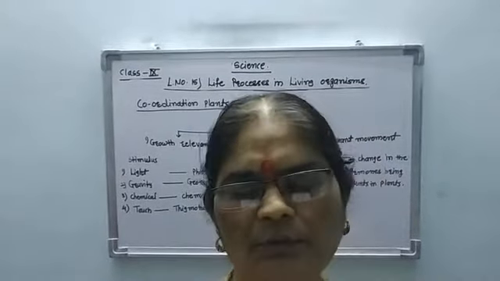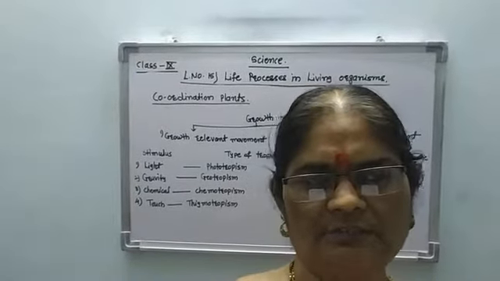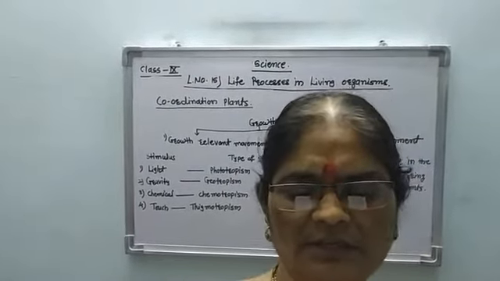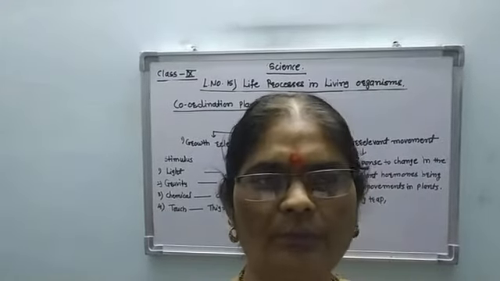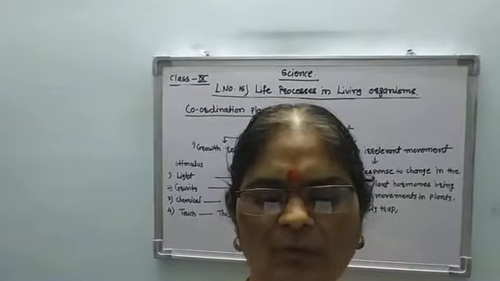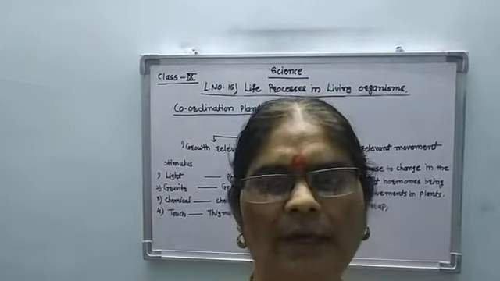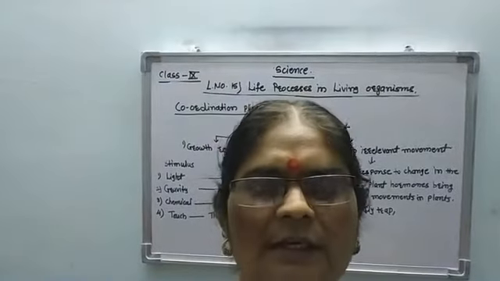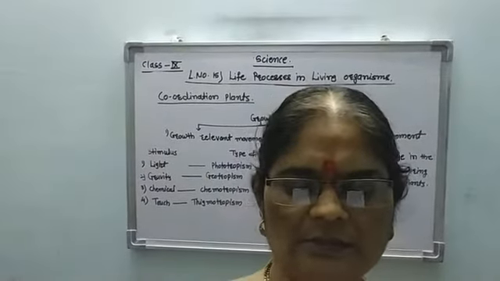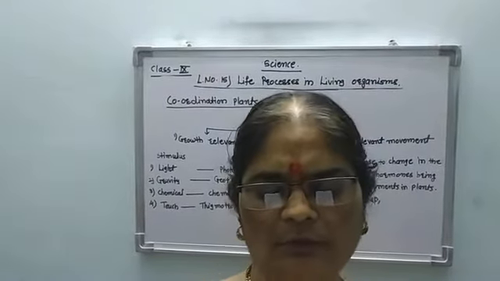Now firstly, before starting how coordination takes place in the plant body, we have to see what is tropic movement. What is the definition of tropism or tropic movement? The movement or the growth of any part of the plant body in response to external stimuli is called tropism or tropic movement.